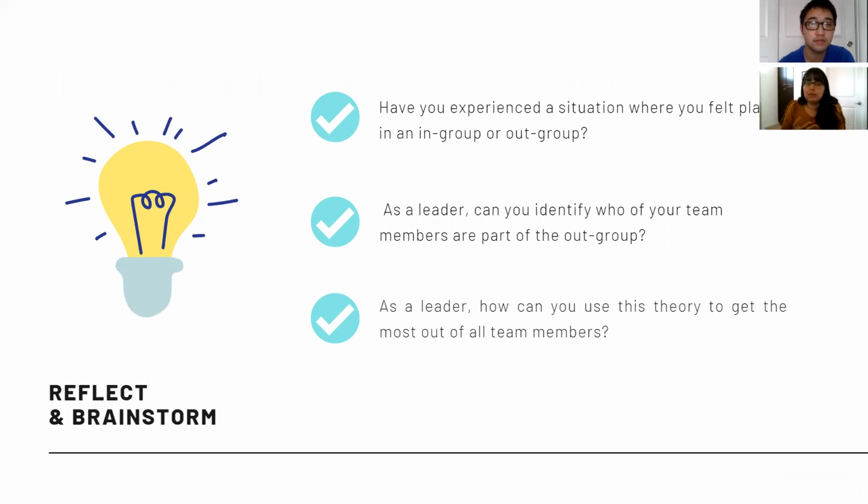One of the easiest ways to think about this is perhaps a club that you first joined. Maybe you felt part of the out-group, and then after time you became part of the in-group itself. And now maybe you are in a specific leadership role. Maybe you are now overseeing an entire club or organization on campus, or even a program. As a leader, can you identify which of your team members were potentially part of the out-group? And think about reasons why they were considered part of the out-group in your eyes. And then last but not least, start thinking about how, as a leader, you can use this particular theory to get the most out of all of your team members.